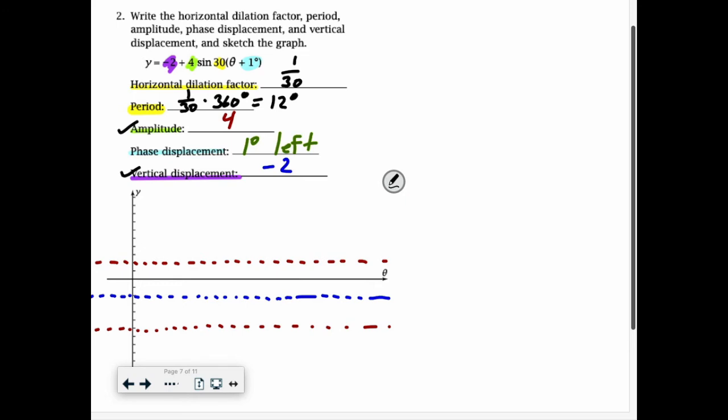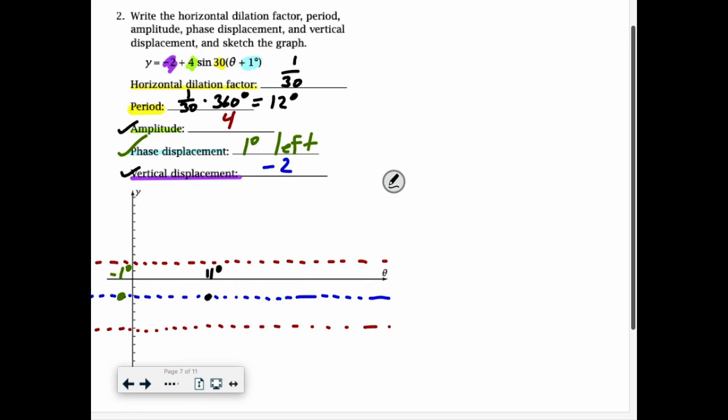So I've used vertical displacement. I've used my amplitude. Now let's use the phase displacement. It's 1 unit to the left, so that means I'm going to have to move my graph 1 unit in this general direction. However, this is a sine function, as it says up here. So that means that it's starting at the midline. So I'm going to go over to here. This is at -1 degree. And we're good. So I've used my phase displacement. Now, we know the period is 12 degrees. So I'm going to add 12 to that -1, and I'm going to get 11.